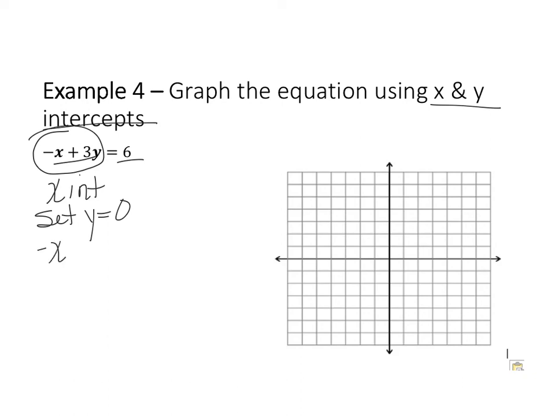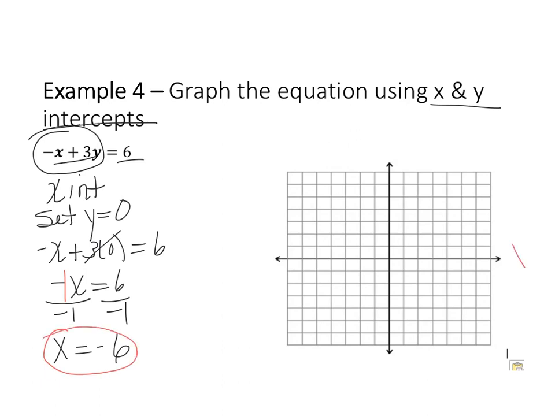So when I substitute that in, I replace the y with 0. And what happens is that cancels out, and I get negative x equals 6. And since I'm solving for x, I want just a plain old x, not a negative x. And I know that's a 1 in front of that x, so I'm going to divide by negative 1. So my x-intercept is negative 6. And on the x-axis, 1, 2, 3, 4, 5, 6, I'm going to plot my x-intercept.